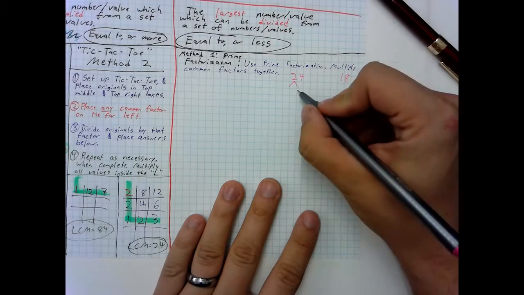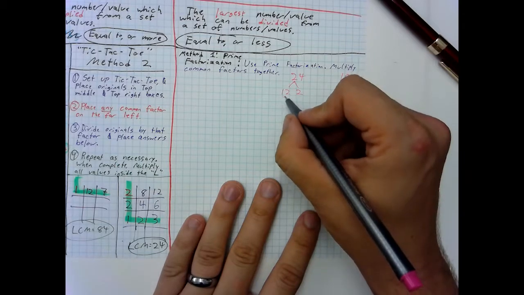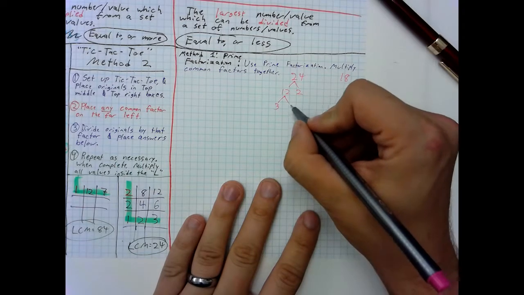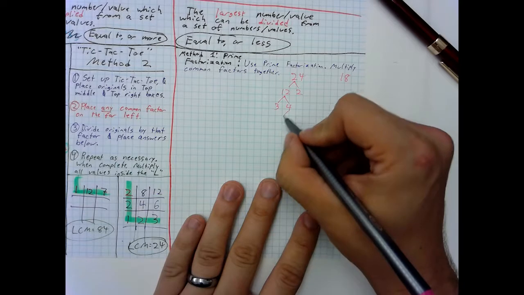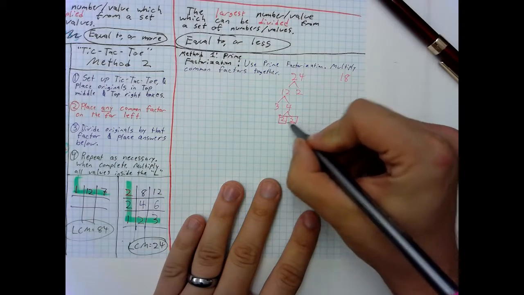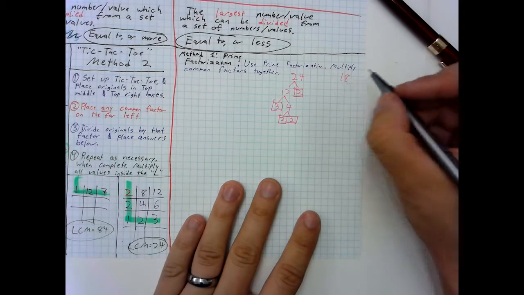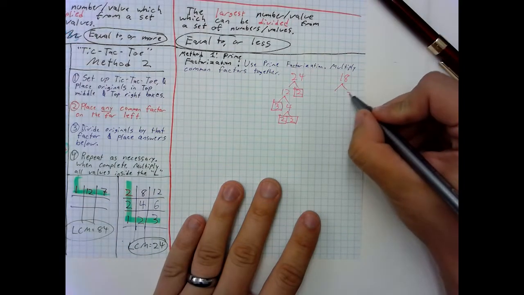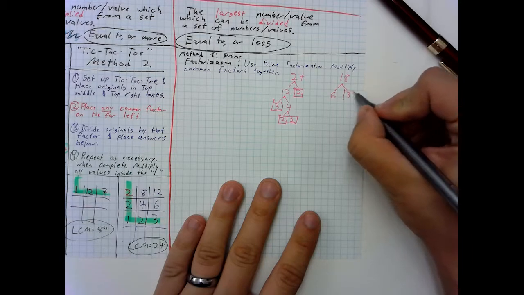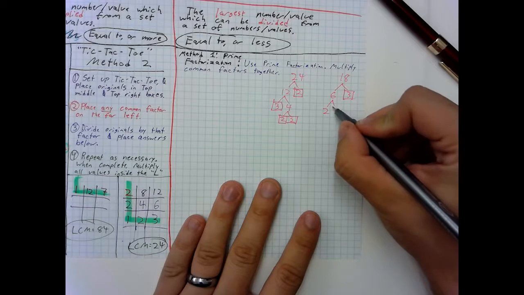24 can be broken down with a 2 and a 12. That 12 can be broken down into a 3 and a 4, and that 4 can be broken down into two 2s. That 18 can be broken down into a 3 and a 6. That 6 can be broken down into a 2 and a 3.